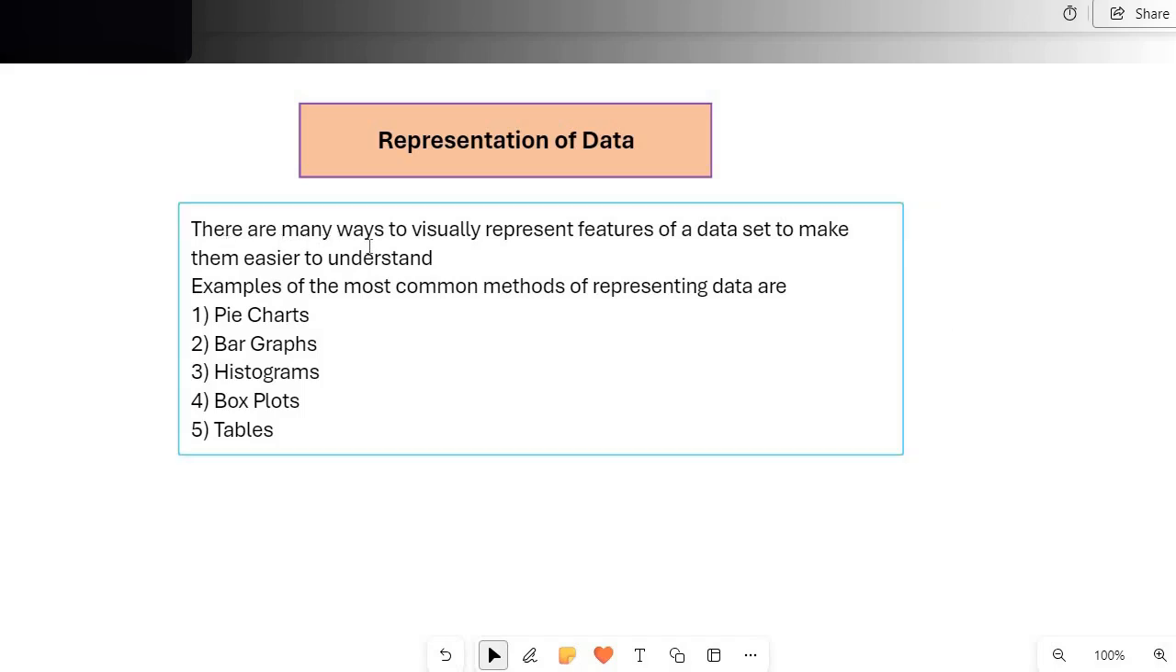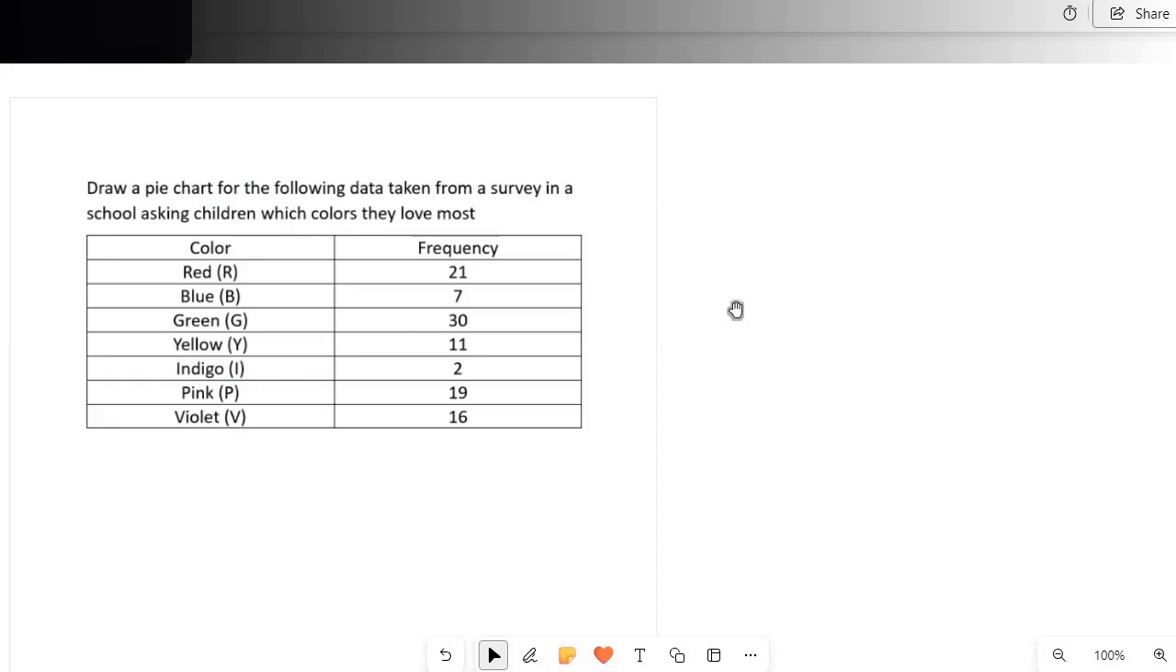There are many ways to visually represent features of a dataset to make them easier to understand. Examples of the most common methods of representing data are pie charts, bar graphs, histograms, box plots, and tables. If you remember from our previous videos, we have already covered the fifth one, which is the table. In today's video, we will be discussing the first three, and in a later video, we will be discussing the box plots. To begin, let us talk about the pie chart.